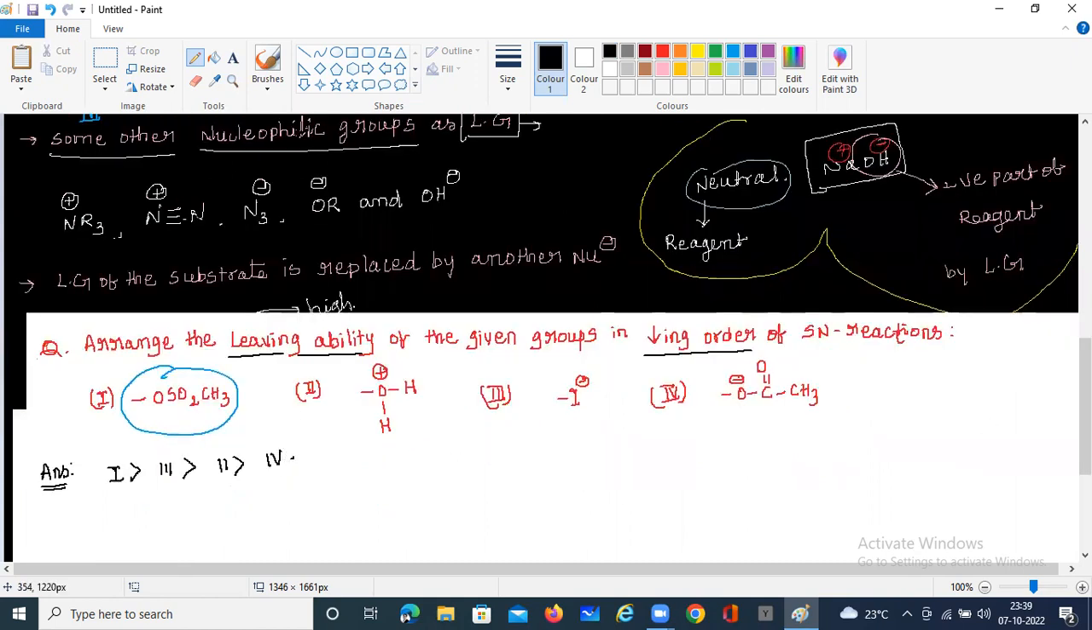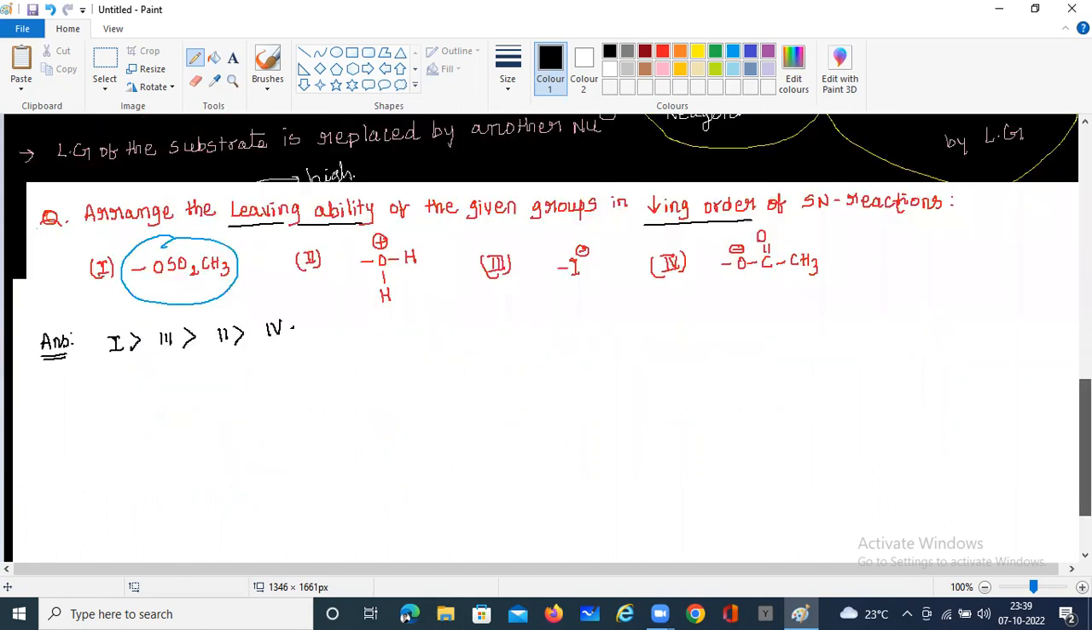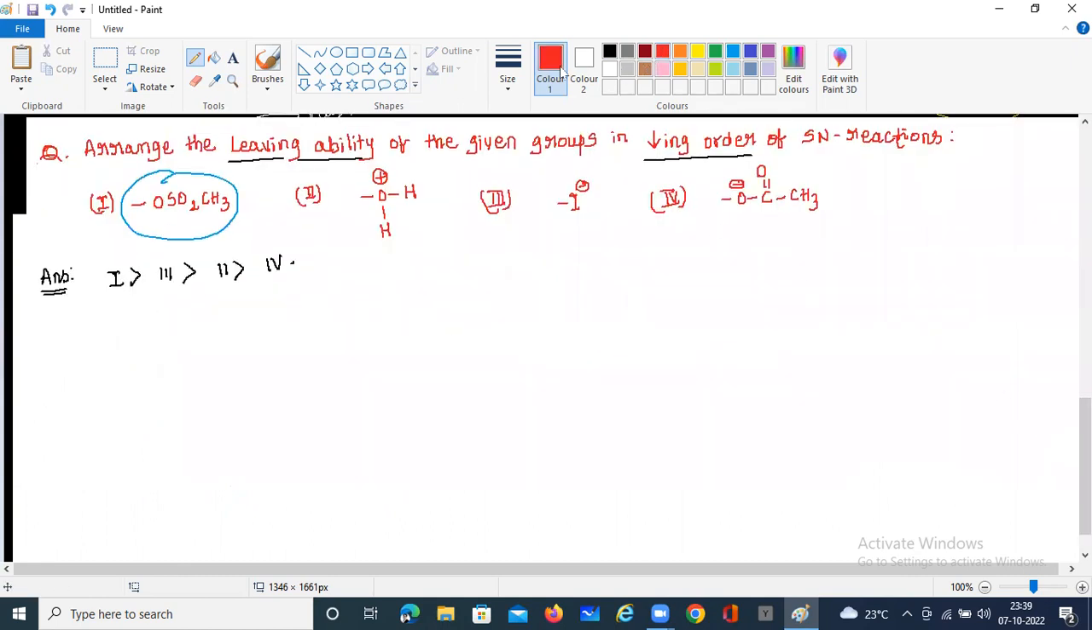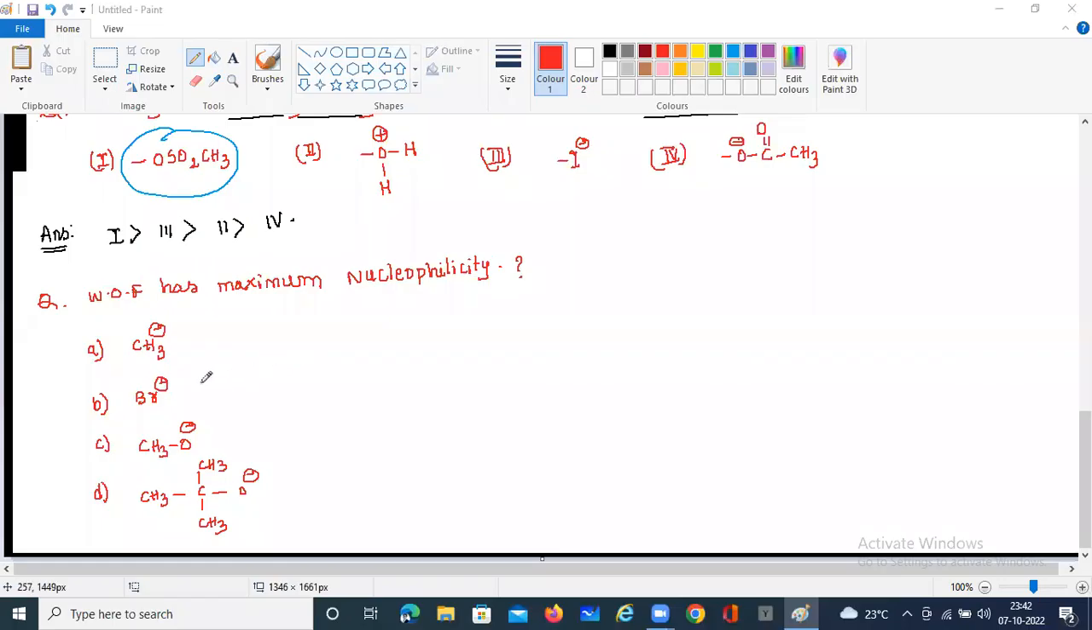Okay, now here I am going to write one more question. So the second one: which of the following has the maximum nucleophilicity? Out of these four options, which one has the maximum nucleophilicity? Maximum means more nucleophilicity. Which one will have more nucleophilicity? Come on, guess.